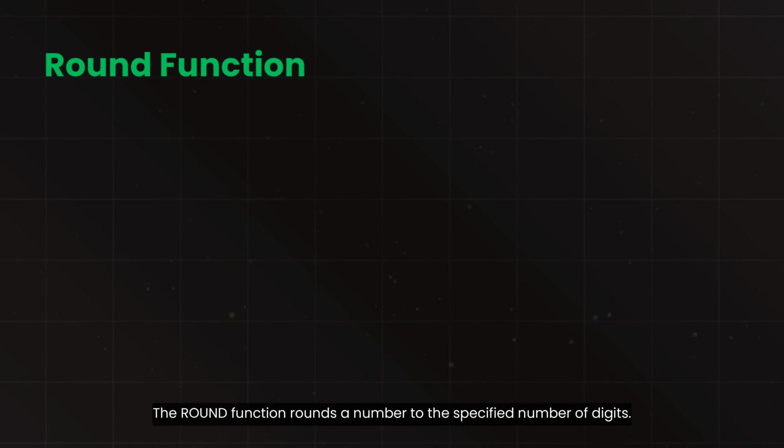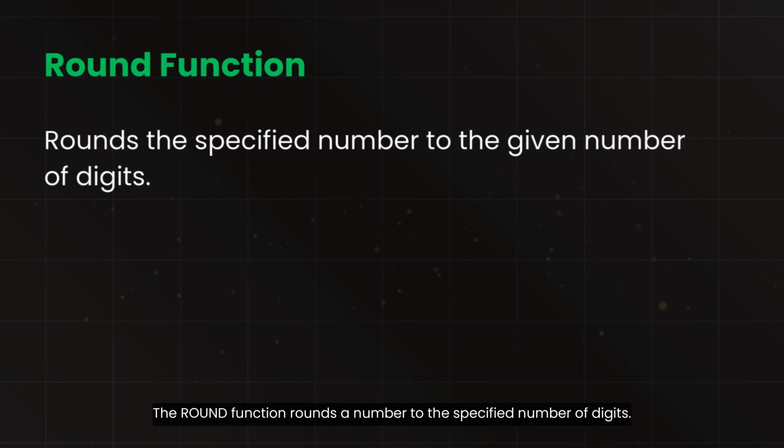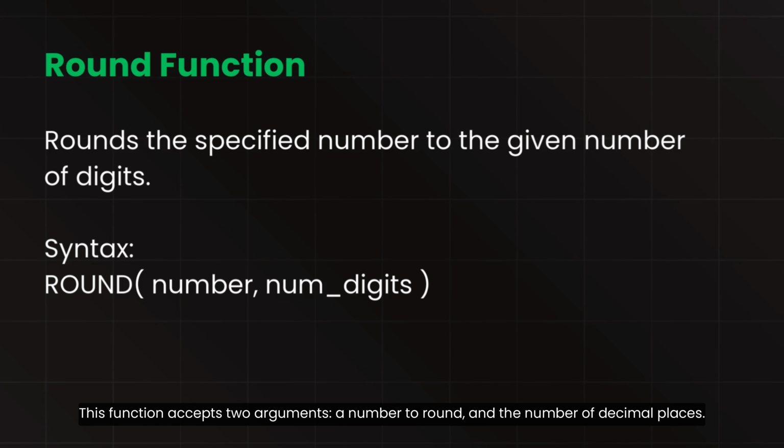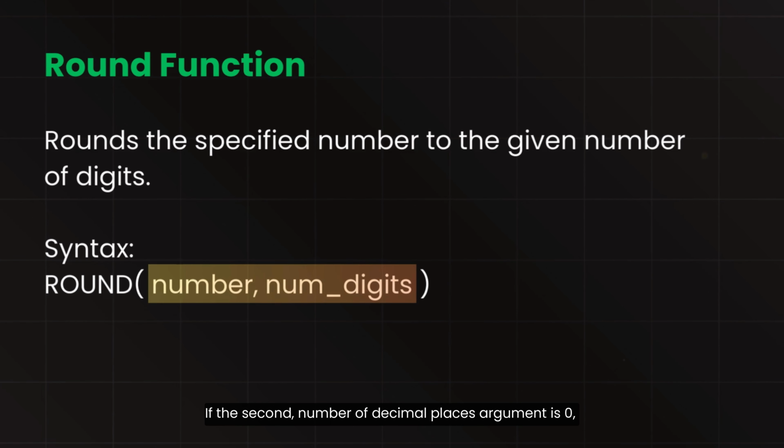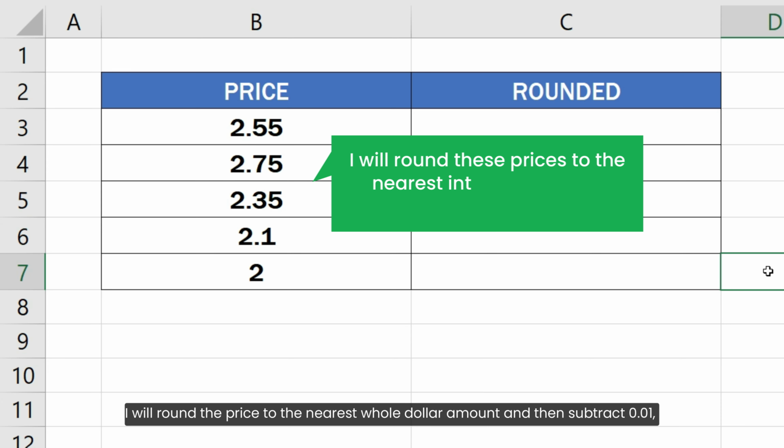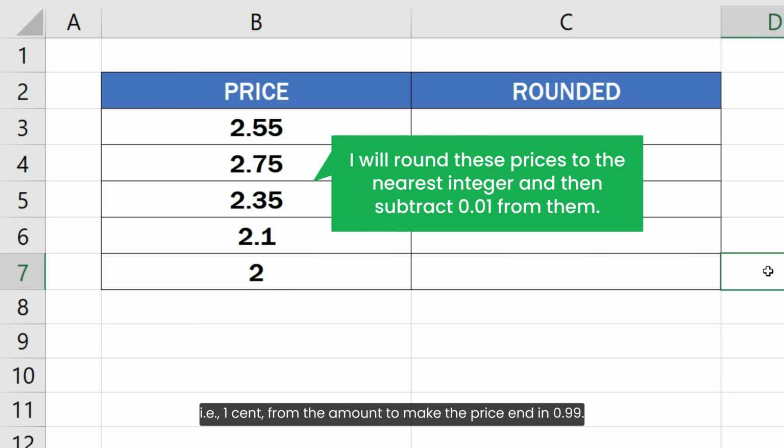The ROUND function rounds a number to the specified number of digits. This function accepts two arguments, a number to round and the number of decimal places. If the second argument, the number of decimal places, is 0, the number is rounded to the nearest integer value. I will round the price to the nearest whole dollar amount and then subtract 0.01, that is 1 cent, from the amount to make the price end in 0.99.